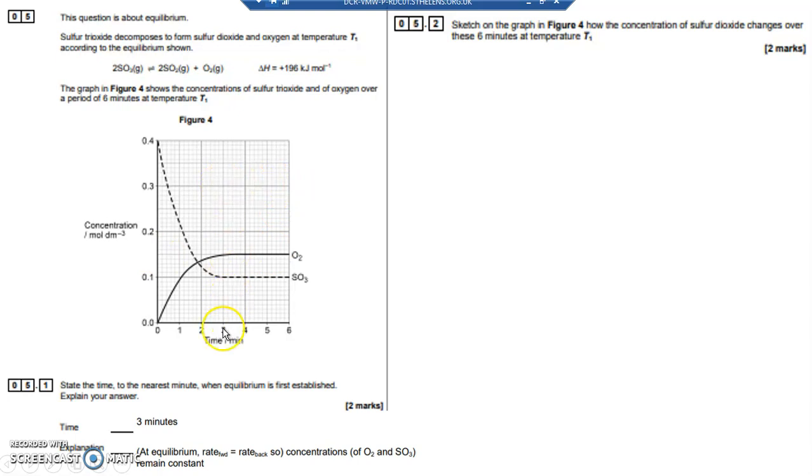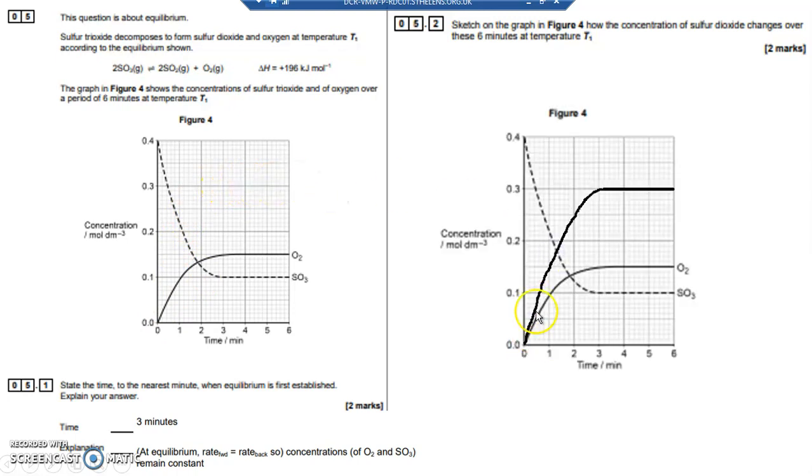Now, equilibrium's been established at time 3, so that's why the concentration is going to level out. So it'll go through 0 up to 3, and at 3 minutes it will level out. It will look like that.